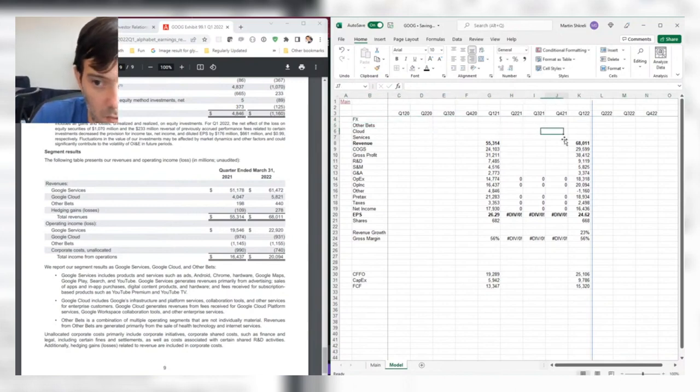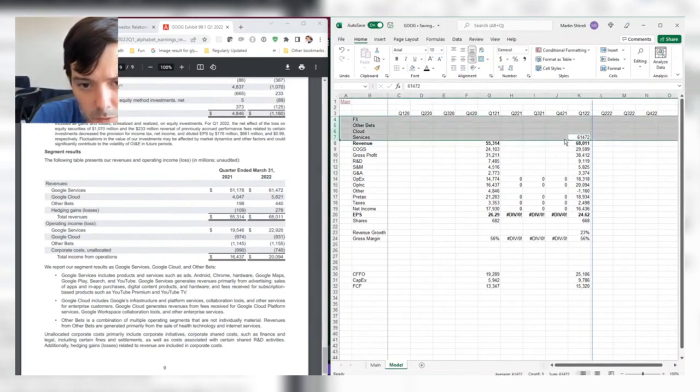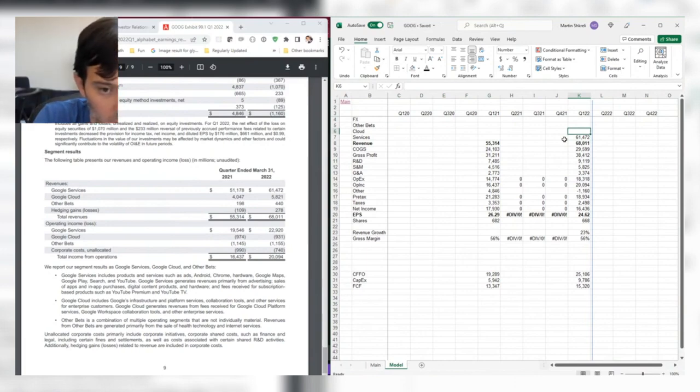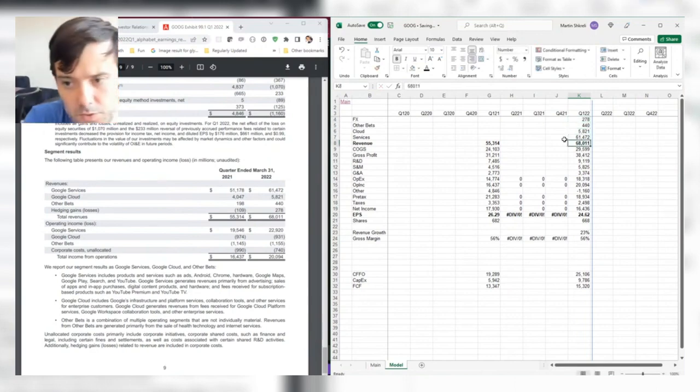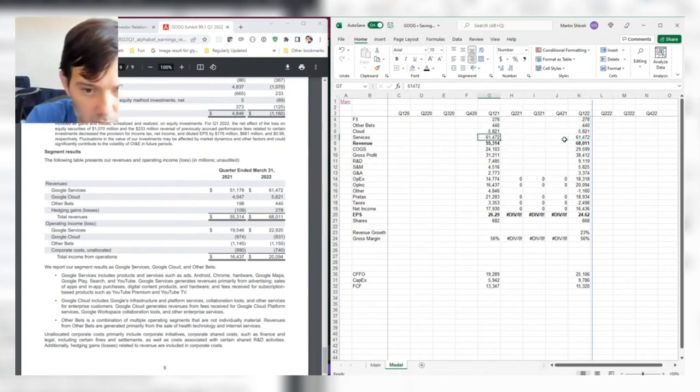Why not? All right, so services for Google is what you would expect. YouTube, it's search, of course, and so forth. Cloud is different. That's the Google Cloud Platform, which is what programmers use. It's like Amazon's AWS. You can see Google Cloud's growing somewhat fast, much faster than the rest of the business.